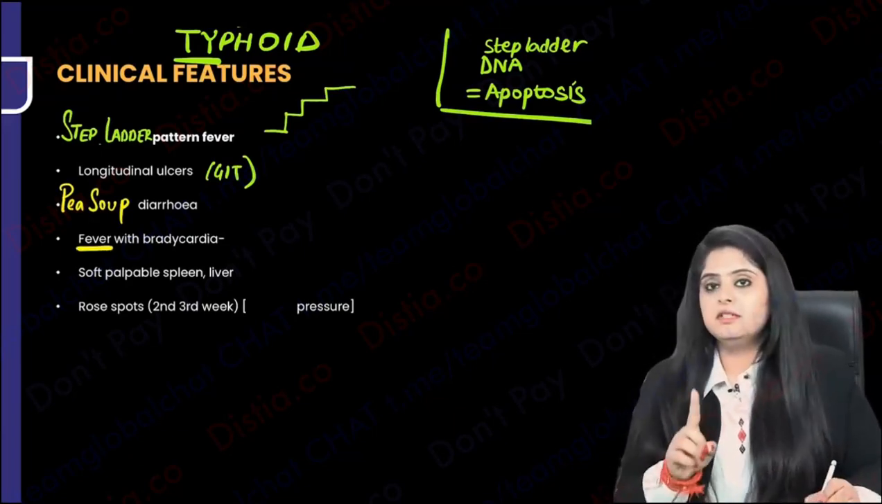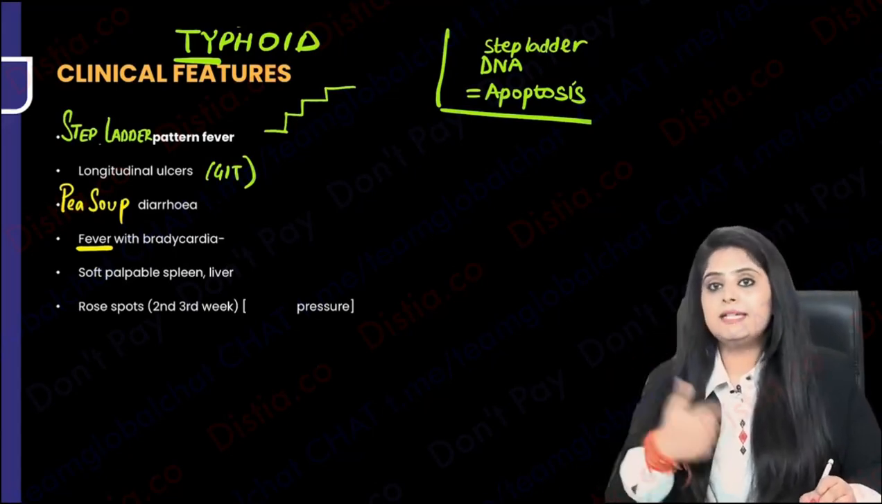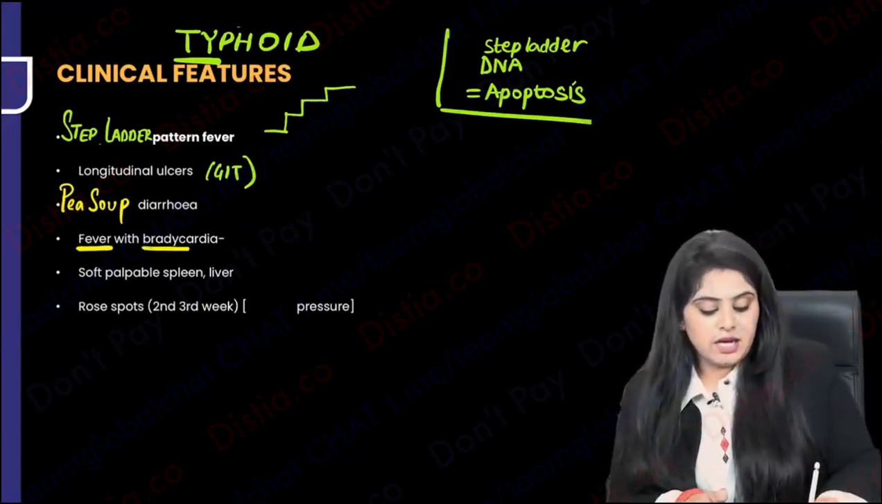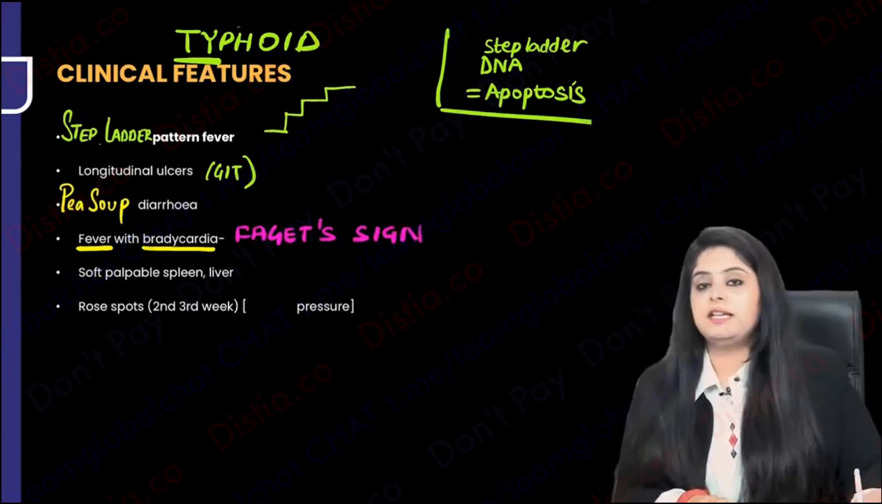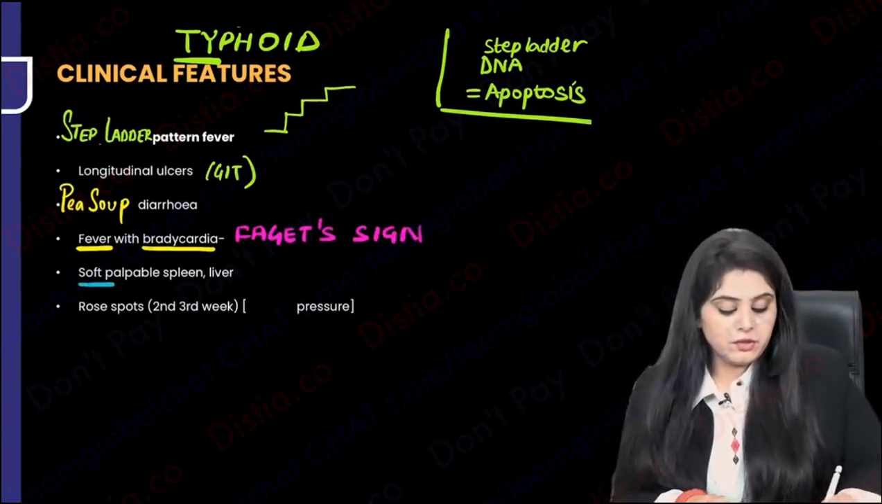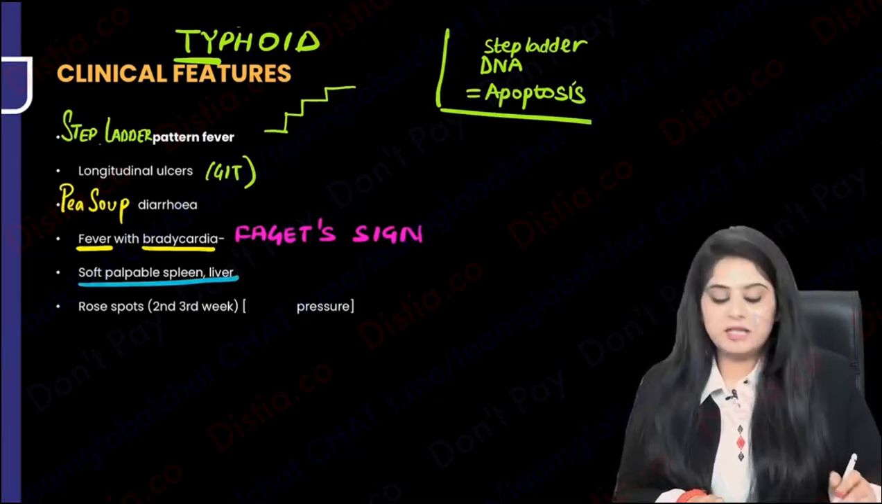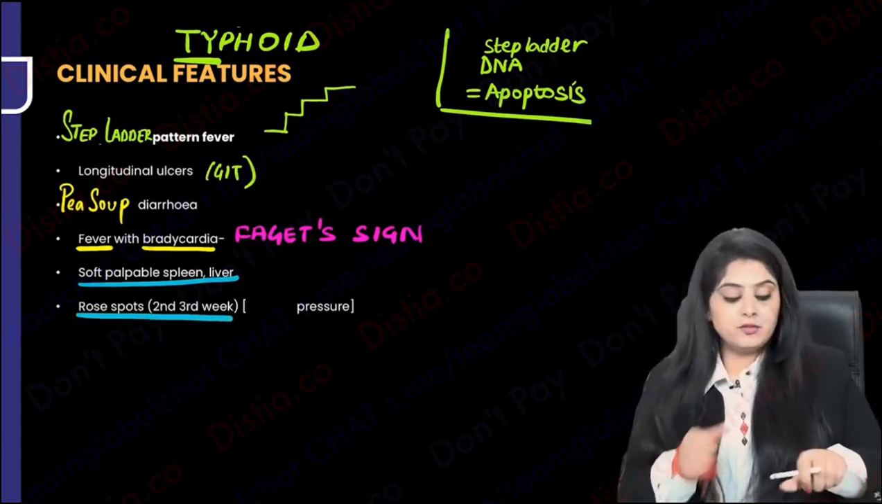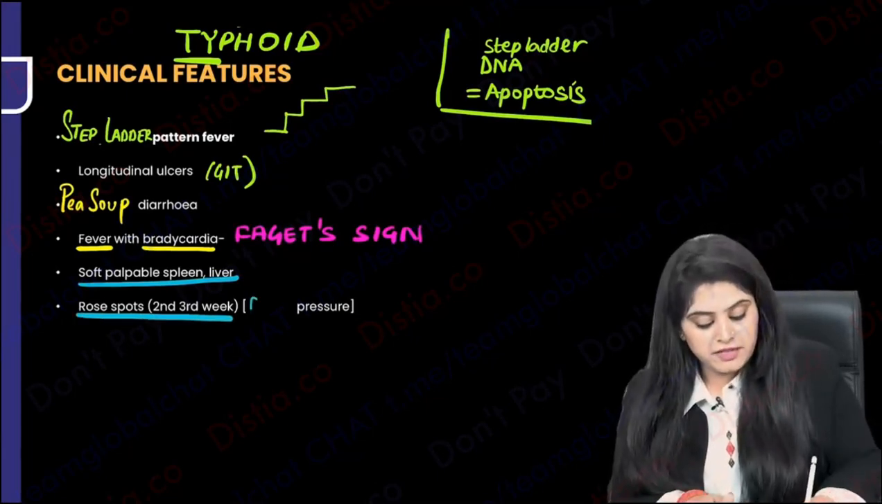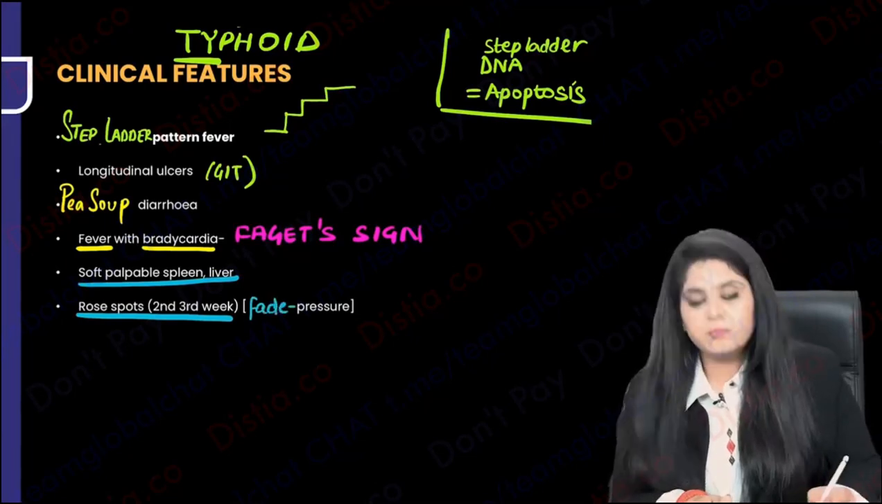Now, another thing. Whenever you have fever, you expect that the heart rate will go up, tachycardia. But over here, the heart rate goes down, and that is known as the Faget's sign. I told you it's going to go to different organs. There's a soft palpable liver and spleen possible. And in the second or the third week, there are rose spots that are seen. If you put pressure on the rose spots, they are going to fade.